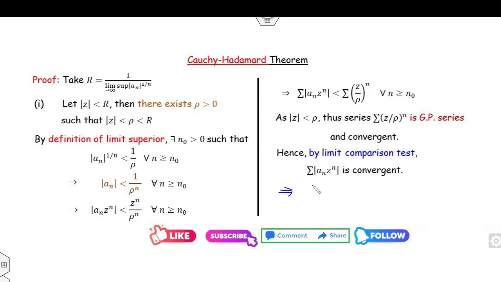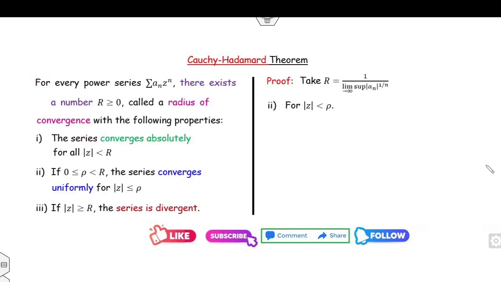If the absolute value is convergent, what does it mean? The given power series is absolutely convergent. So that's the required proof of the first part, for all the values of z less than r. Second part, whenever mod of z is less than r, that means your target center is 0.